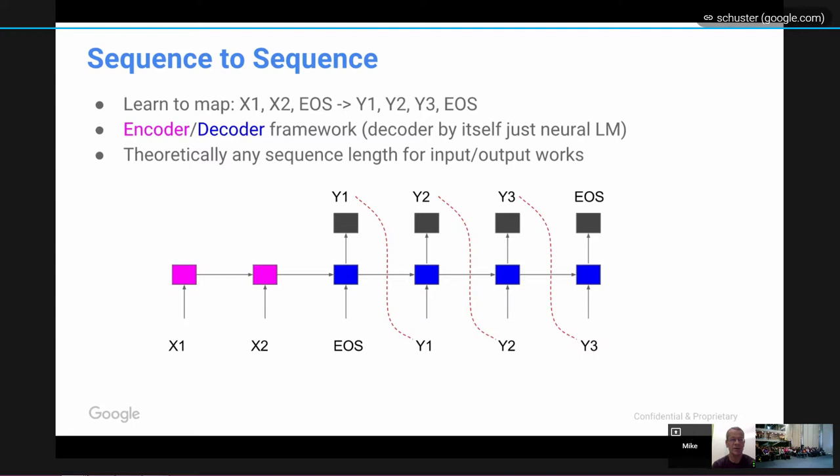So next, let's go to sequence-to-sequence models. Sequence-to-sequence models are just an extension of sequence models, with the only difference that we now have this pink part here. The blue part is the same as what we had before. Now we have this additional pink part, and we call it the encoder, and the blue part the decoder, although it's the same as a language model. The pink part is only there to encode the input sequence. The input sequence x1, x2, and as output we would get y1, y2, y3, and then the end of sentence symbol. So as you can see, theoretically, this should work for any length of inputs and for any length of outputs.